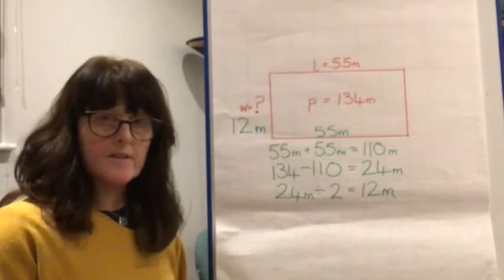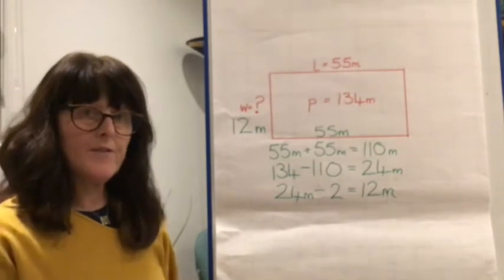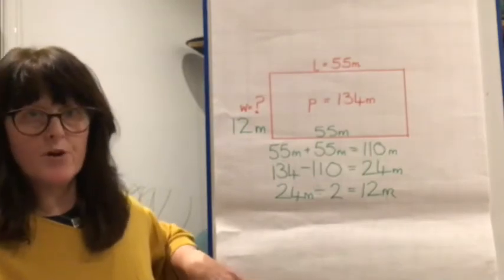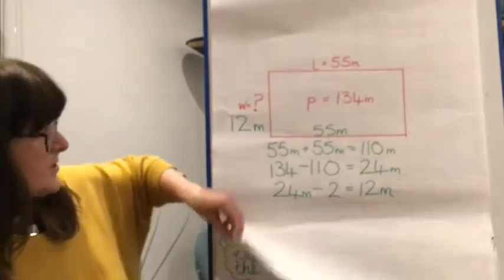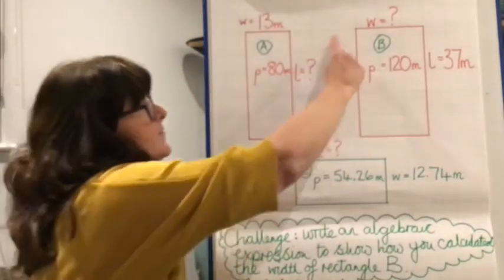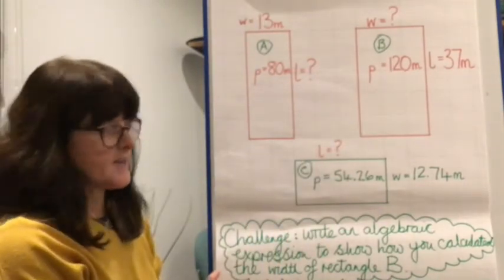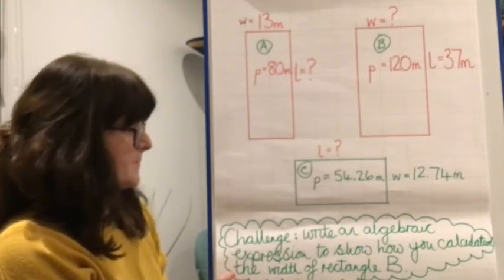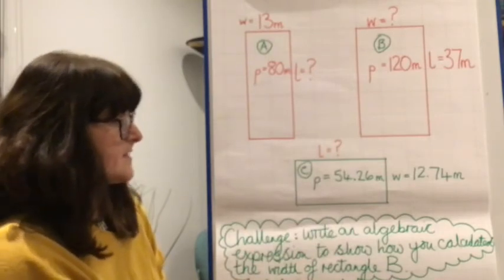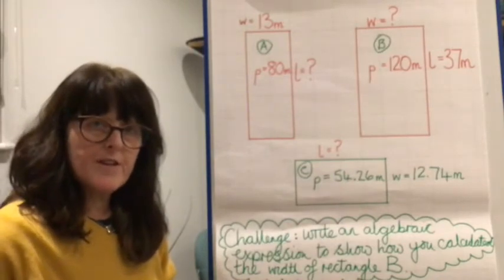Now have a go at solving the missing sides on the rectangles on the next sheet. If you are struggling a little bit, you can always come back to this part of the video and work through this example again. So what I need to know here is the length of this rectangle, the width of that rectangle and the length of that one. Now if you finish, this is a really tricky challenge, can you write an algebraic expression that's using L, W and P to show how you calculated the width of rectangle B? Stop the video and have a go at these problems.